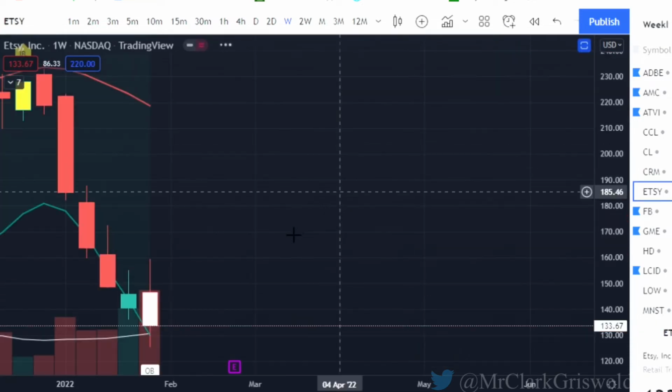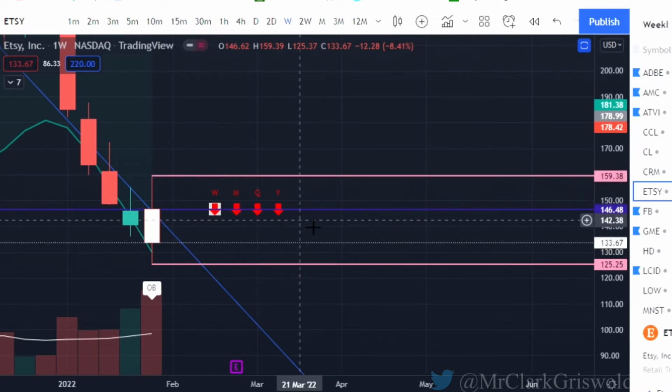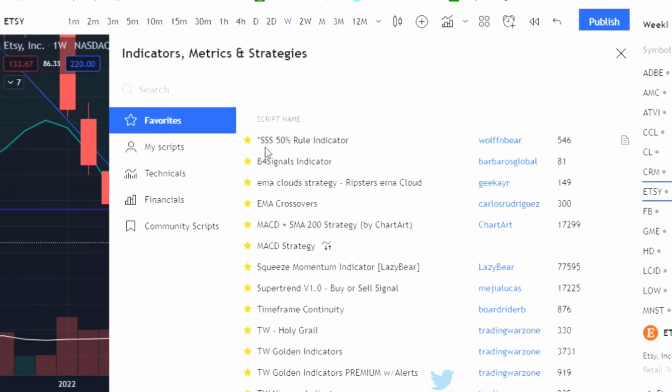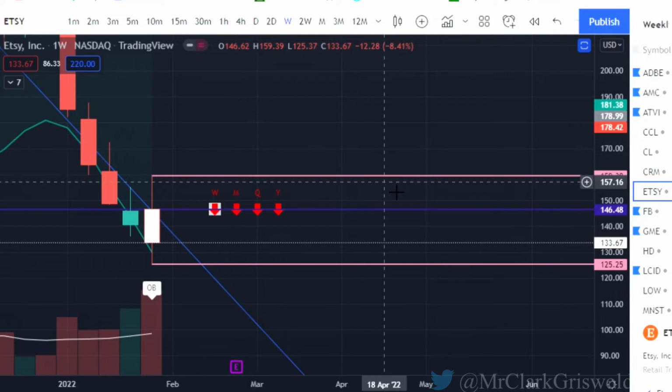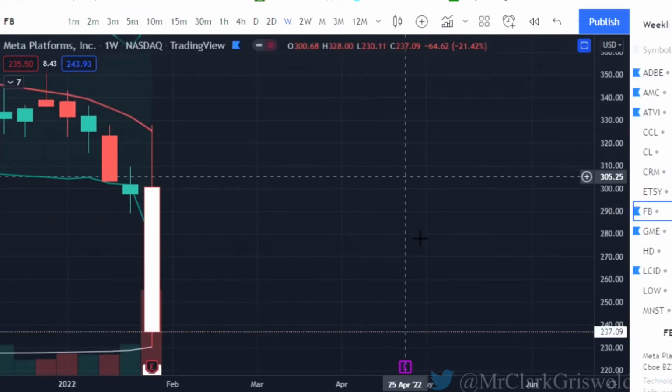ETSY, that's Etsy. Etsy has an outside bar, and again, I'm going to continue to show you guys your full time frame continuity, and if you would like this on your own chart, if you're using TradingView, you can go up to your indicators and strategies, and you can type in time frame continuity, board rider B. That's the one that I use. Okay, so you guys can put that in there. And outside bar, calls at 159.38, puts at $125.25.